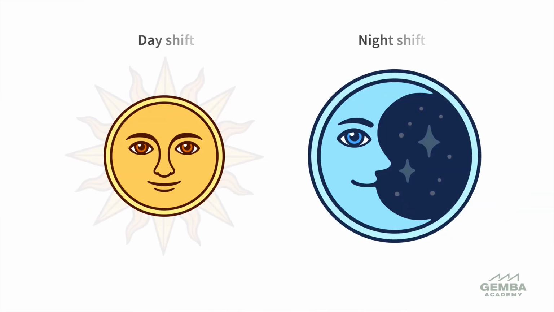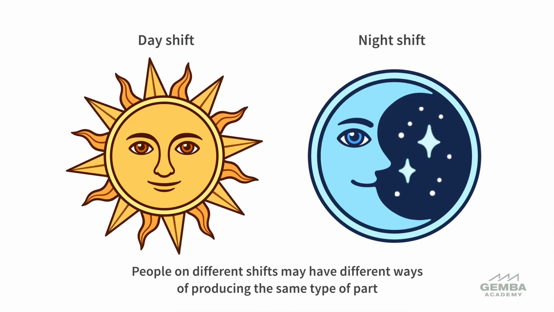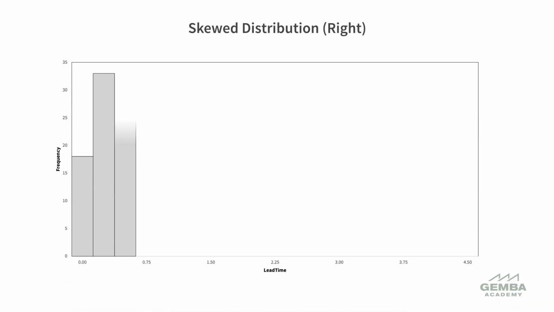For example, the day shift operator may have a slightly different way of producing the same type of part when compared to their night shift colleague. Discovering this with the use of a histogram can be very helpful as we work to achieve consistency across all shifts. We may also see a histogram that is skewed.